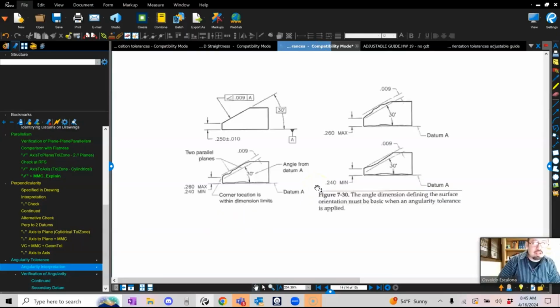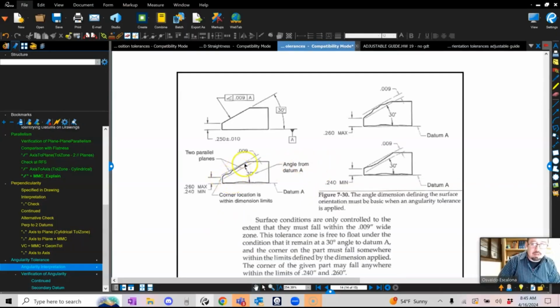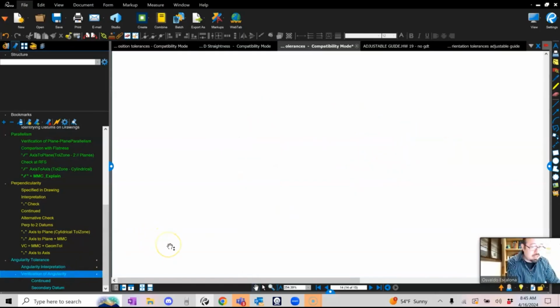You guys can see there, two parallel planes. Right there, you have a plus and minus. So the plus and minus could be like this, or it could be like this. But again, my parallel planes are 0.09 apart all the time. My part can live anywhere within it. Keep in mind that I'm not locating where this starts or where this starts. My whole part just has to live within it, because I'm not controlling location, I'm just controlling orientation.